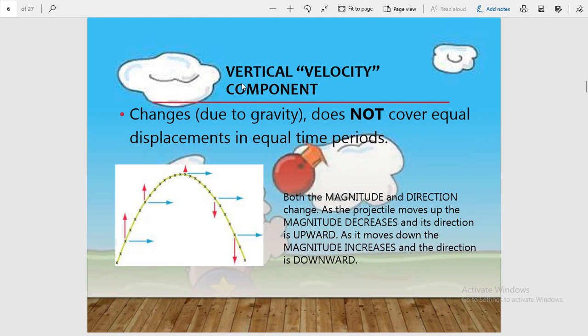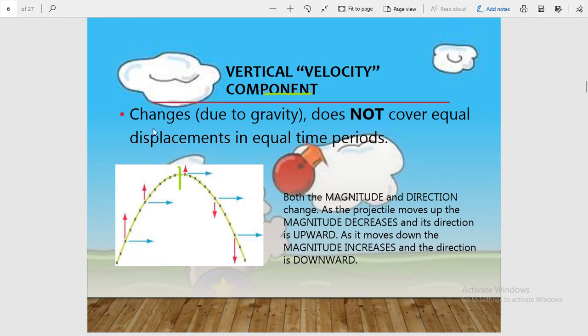Now let us discuss the vertical velocity component. You can see in this picture the vertical velocity components are represented by red vectors, and the length of these red vectors is continuously decreasing in the first half of the motion, and then in the same way it is increasing. So it means this velocity is variable in this motion. The vertical velocity component is not constant, but variable throughout the motion.